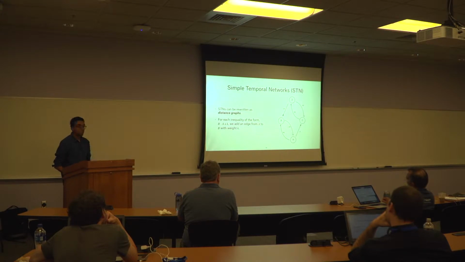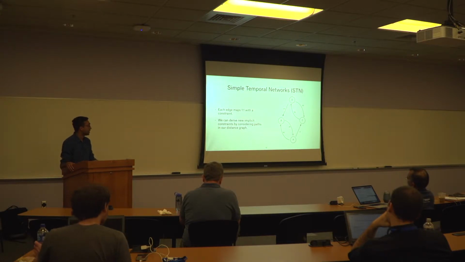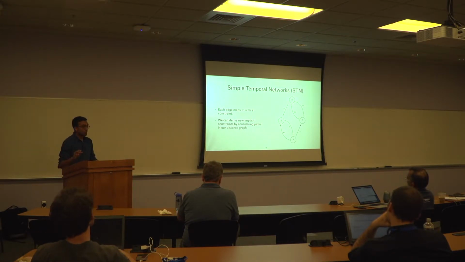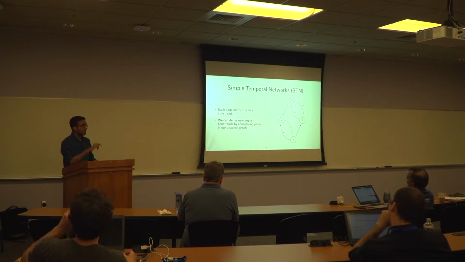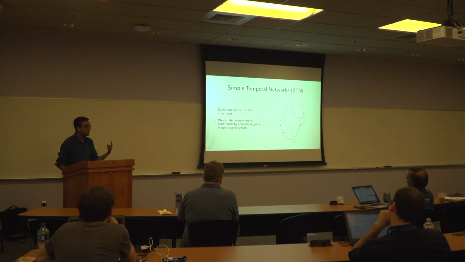And so this is great. You're looking at this and wondering, how does this help me figure out an appropriate schedule? Well, one really nice thing is that every edge in our distance graph maps one-to-one with one of the linear inequalities that we had written previously. So by tracing out individual paths in this graph, we can derive new implicit constraints that existed on the original STN, the original system that we had.